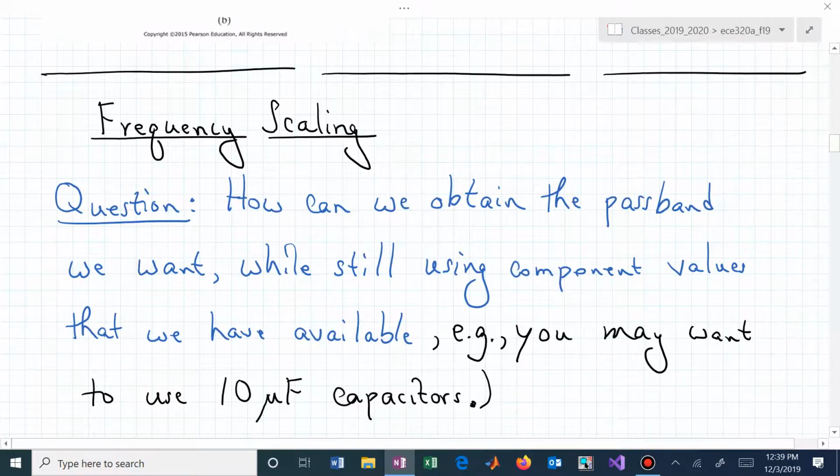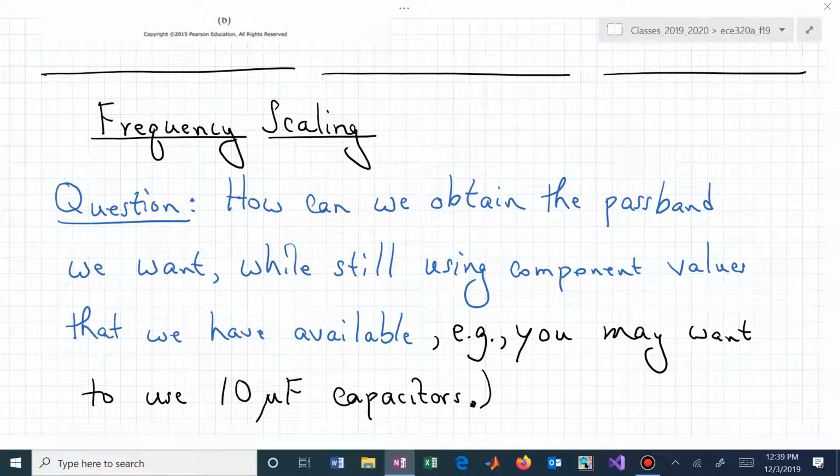Let's now look at how we might answer the following question. As I said in the intro, you probably aren't always going to have the ability to design a filter that has a cutoff frequency of 1 radian per second. How do we change that?